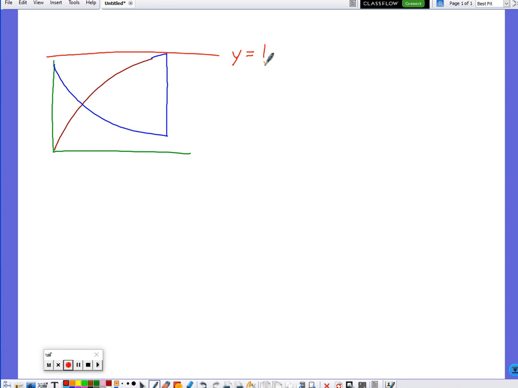Here's why you don't stress. How is the area of the triangle related to the area of the rectangle? Louder. It's just half. So don't stress about the triangle.